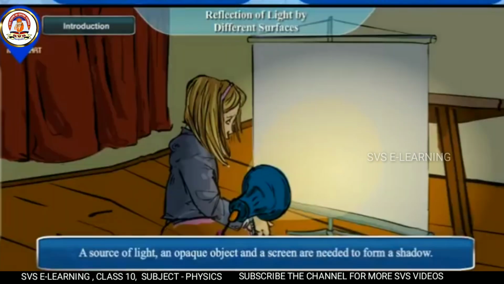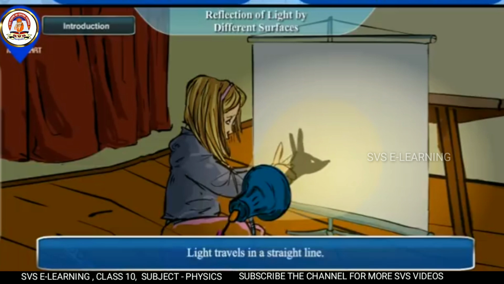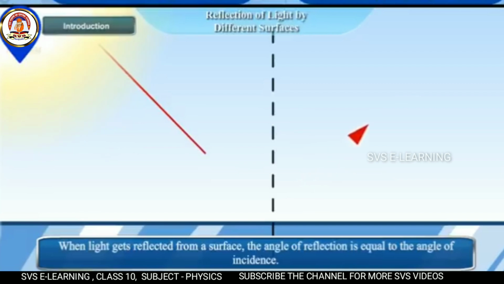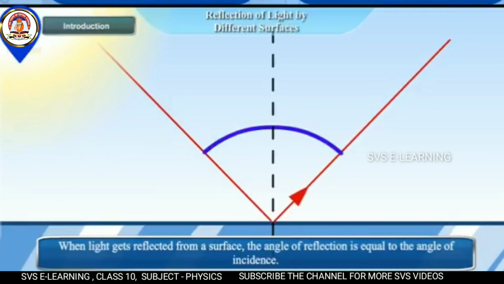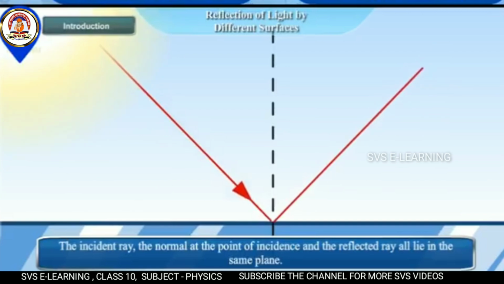A source of light, an opaque object, and a screen are needed to form a shadow. Light travels in a straight line. When light gets reflected from a surface, the angle of reflection is equal to the angle of incidence. The incident ray, the normal at the point of incidence, and the reflected ray all lie in the same plane.